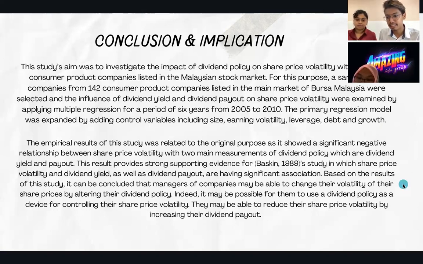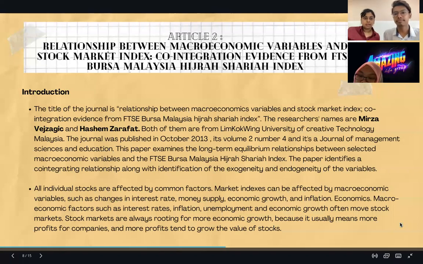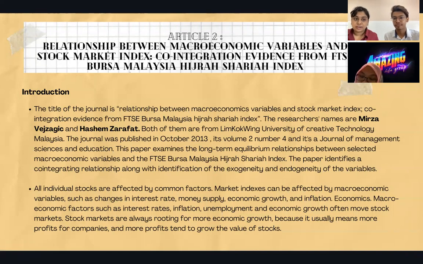So for my article 2, the title of the article is Relationship between Macroeconomics Variables and Stock Market Index, Co-integration Evidence from FTSE Bursa Malaysia Hijrah Sharia Index. The researchers' names are Mirza and Hashim. Both of them are from Limkokwing University of Creative Technology, Malaysia. The journal was published in October 2013. Its volume is 2, number 4, and it's the Journal of Management, Science and Education.